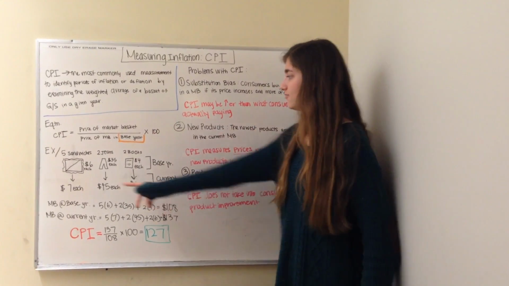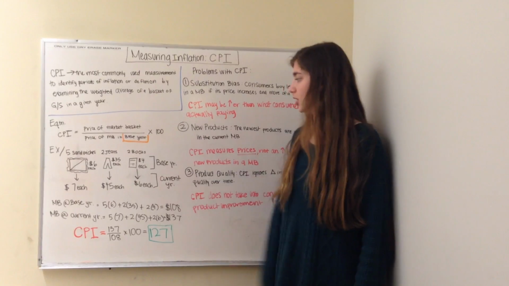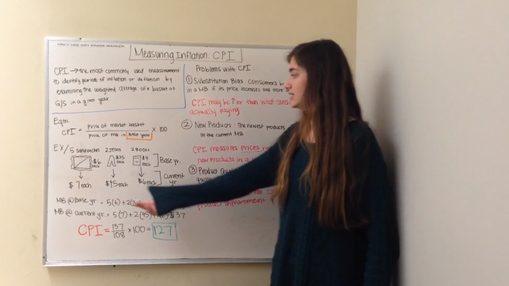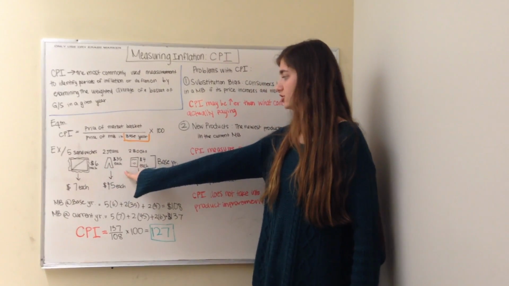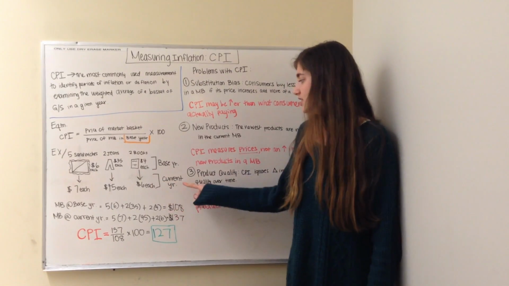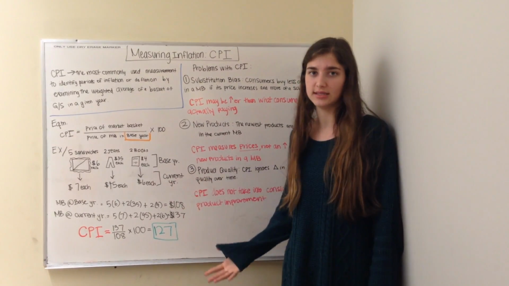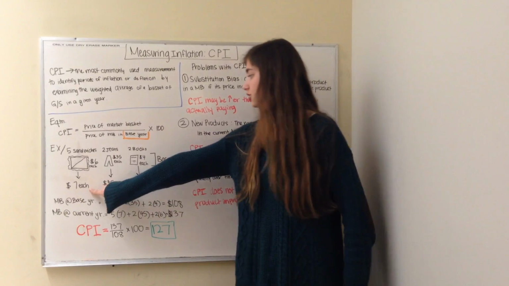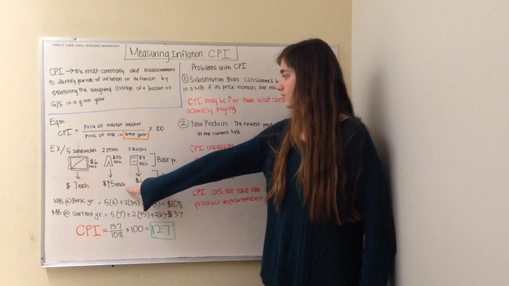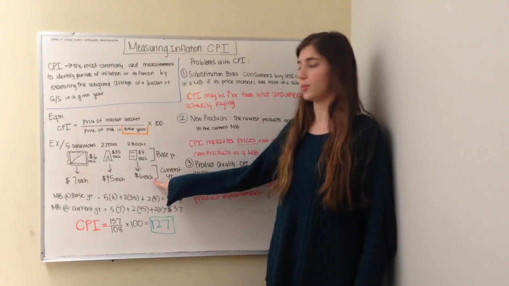For my example, I have 5 sandwiches, 2 pairs of jeans, and 2 books. In the base year, they're marked at prices of $6 each, $35 each, and $4 each. Now if we take a look at the current year, you can see the prices are inflated or marked up to $7 each for the sandwiches, $45 each for the jeans, and $6 each for the books.